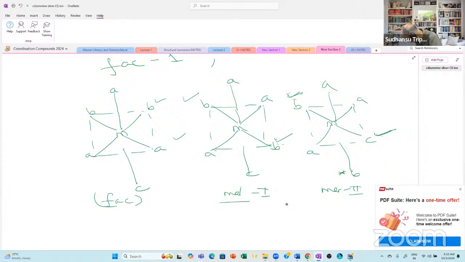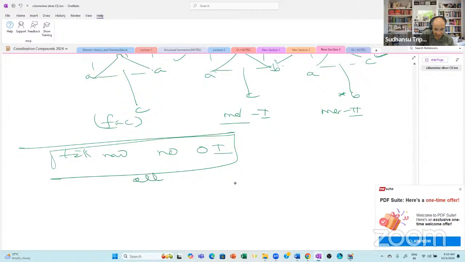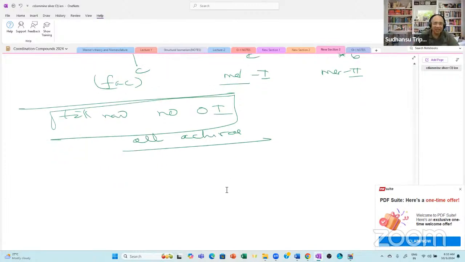Now, before I close, till now, no OI, all achiral. But now onwards, I shall be discussing both GI as well as OI, so that it will be easier for you to make a list. I will make a huge list, a table of different types of formula, including monodentate and bidentate, tridentate, and all that. So we are going to the last one, 5.